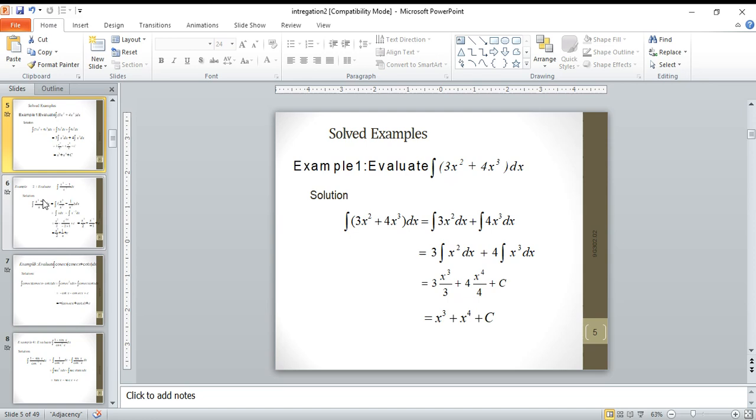Integration of x power n is x power n plus 1 by n plus 1. Here x square integration is x power 2 plus 1 by 2 plus 1, that is x cube by 3, plus 4 into x power 3 integration, x power 4 by 4, plus c. Here denominator 4 and numerator 4 cancel, and numerator 3 and denominator 3 also cancel, that equals x cube plus x power 4 plus constant term c.